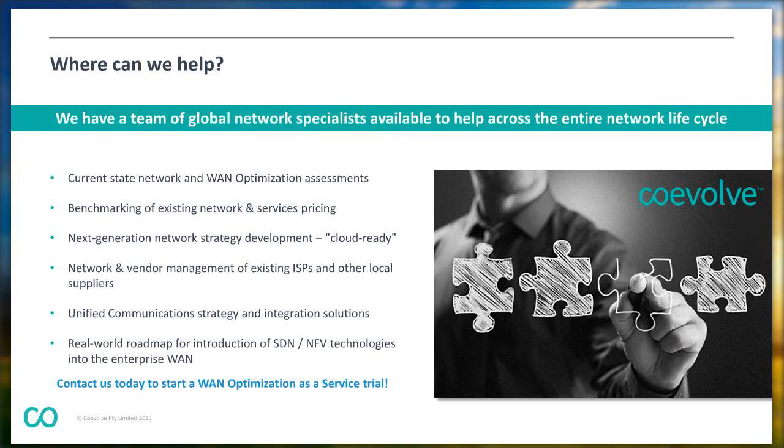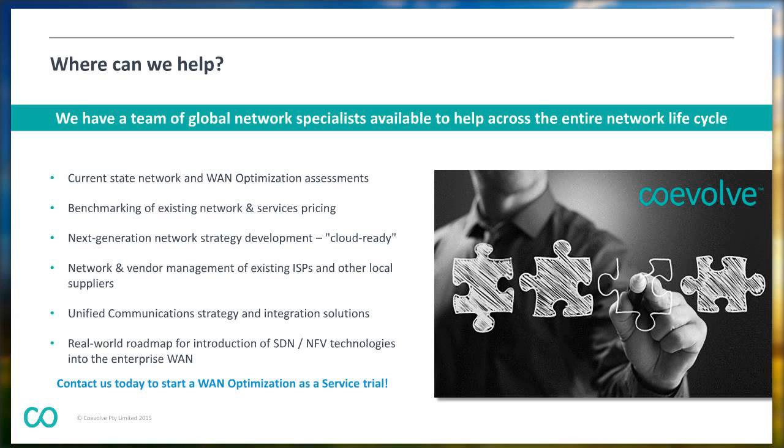So the question we'll always ask as we start talking to enterprises is, well, where can we help? We have the team of people there. We've got the expertise available to help across a whole range of different types of activities. So whether that's assessing a current environment, performing benchmarking, developing next generation strategies around what does my wide area network need to look like in the next 2 or 3 years. We're helping across unified communication strategies. This is a core area of interest for many of our clients as they start to put more video endpoints out on their user base with Lync endpoints like that and need to join all of that back together.